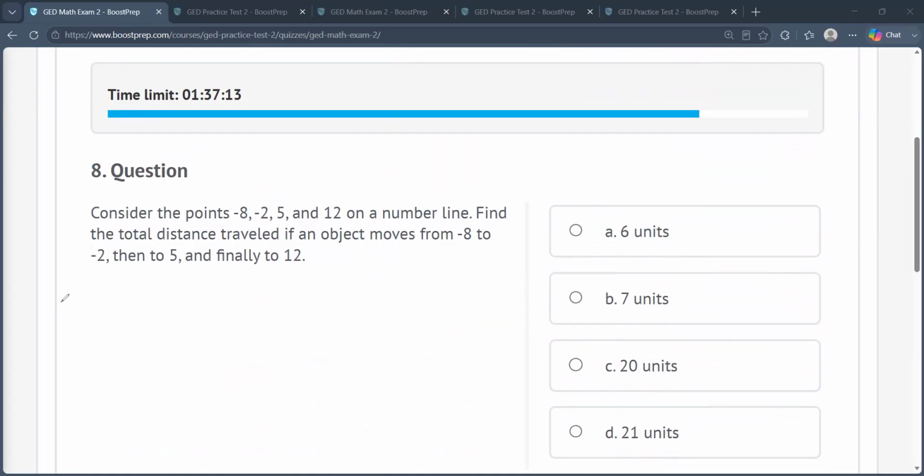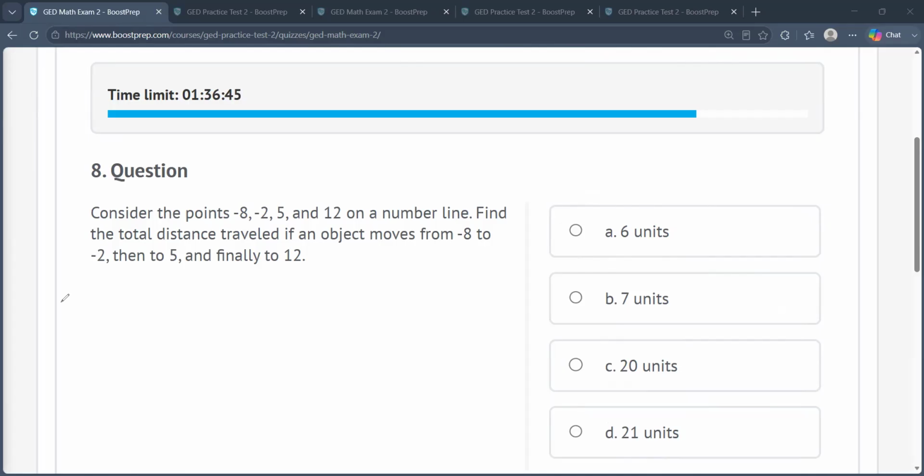Okay, next one. Question 8 says, consider the points -8, -2, 5, and 12 on a number line. Find the total distance traveled if an object moves from -8 to -2, then to 2, then to 5, and finally to 12.